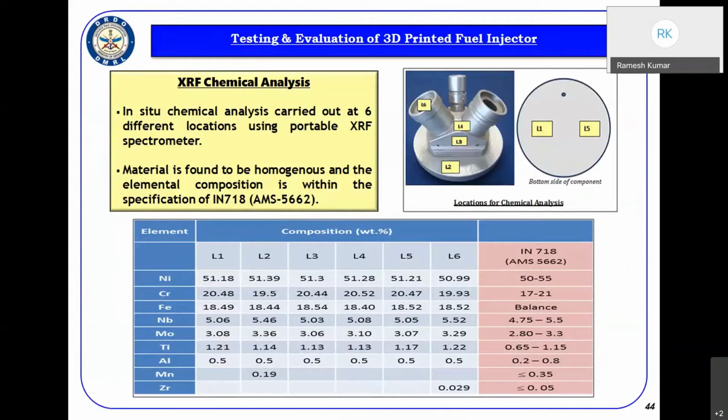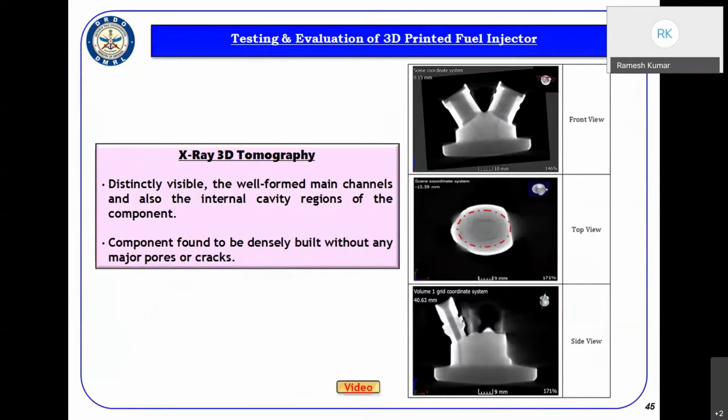Then we have done the X-ray 3D tomography of this component using the facility we have at DRDL, to understand through the computed tomography, layer-wise, whether any porosity is there. It is distinctly visible if we have it.